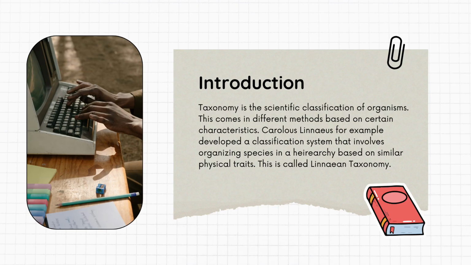For our introduction, we must first establish what taxonomy is. Taxonomy is the scientific classification of organisms. This comes in different methods based on certain characteristics. Carolus Linnaeus, for example, developed a classification system that involves organizing species in a hierarchy based on similar physical traits. This is called Linnaean taxonomy.